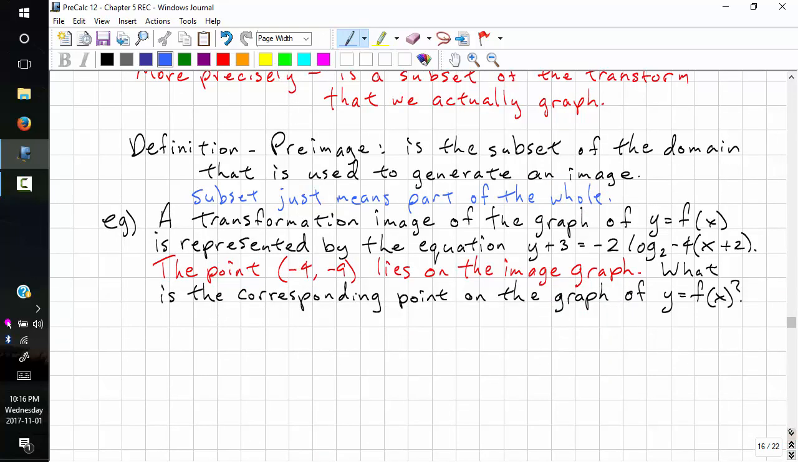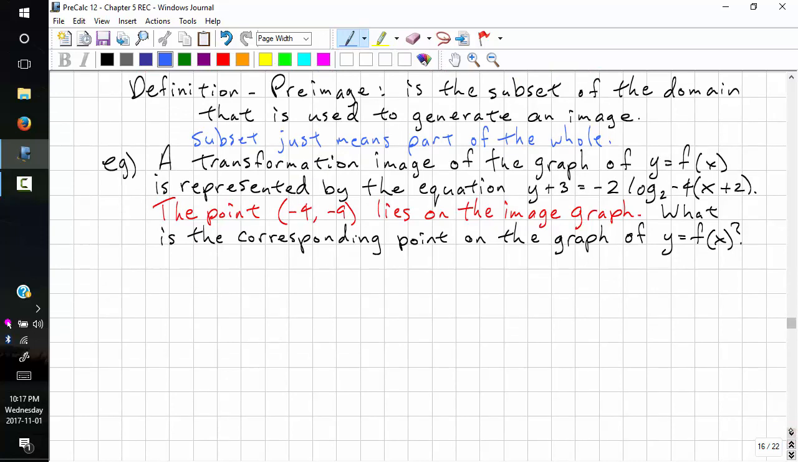The transformation image of the graph of y = f(x) is represented by the equation y + 3 = -2 log base 2 of [-4(x + 2)]. The point (-4, -9) lies on the image of the graph. What is the corresponding point on the graph of y = f(x)?